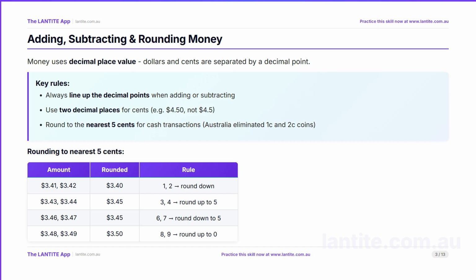In Australia, we round cash transactions to the nearest 5 cents because we no longer have 1 cent and 2 cent coins. Amounts ending in 1 or 2 round down, 3 or 4 round up to 5, 6 or 7 round down to 5, and 8 or 9 round up to the next 10 cents. Electronic transactions use exact amounts.